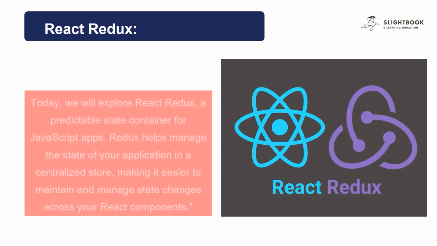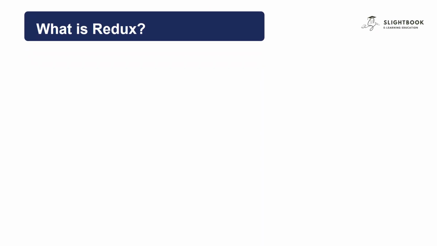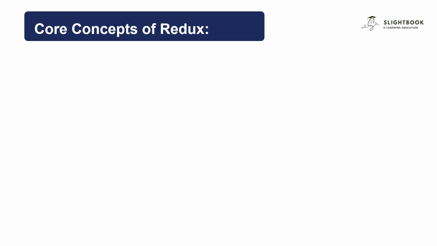React Redux. Today, we will explore React Redux, a predictable state container for JavaScript apps. Redux helps manage the state of your application in a centralized store, making it easier to maintain and manage state changes across your React components. So what is Redux? Redux is a predictable state container for JavaScript apps. It helps you write applications that behave consistently, run in different environments, that is client, server, and native, and are easy to test.